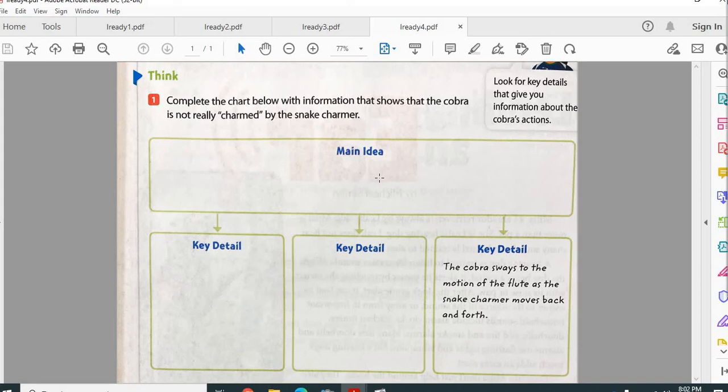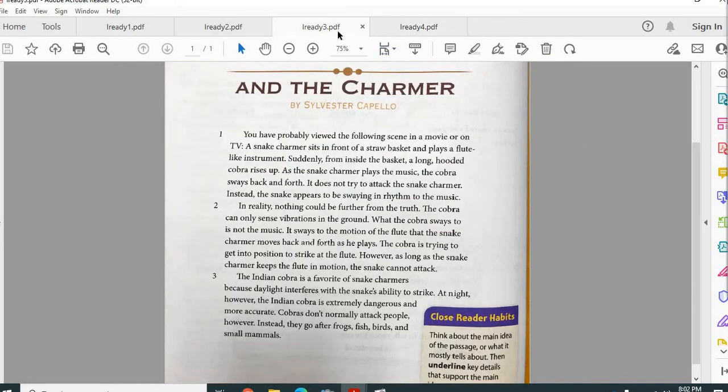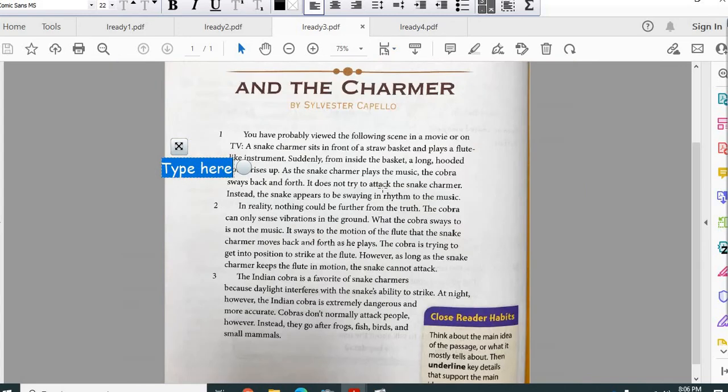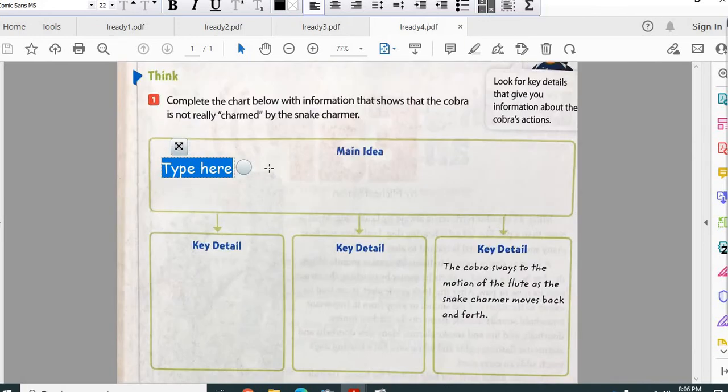So I want you to think about the story we just read about the snake, the snake and the charmer. I want you to think about that and try to figure out what it was mainly all about. Alright, so let's think. What was the main idea of that whole story about the snake and the charmer? What was each of these talking about? What do you guys think?